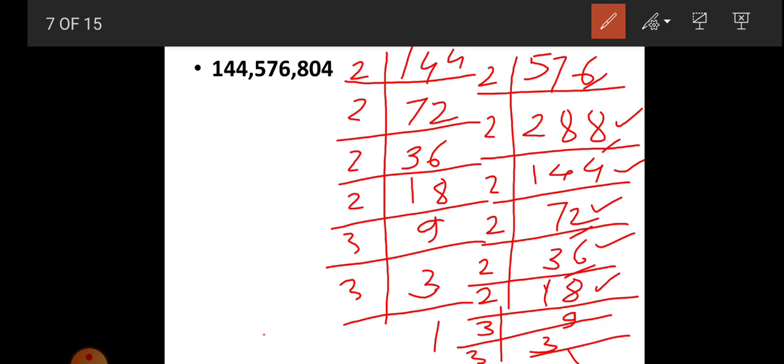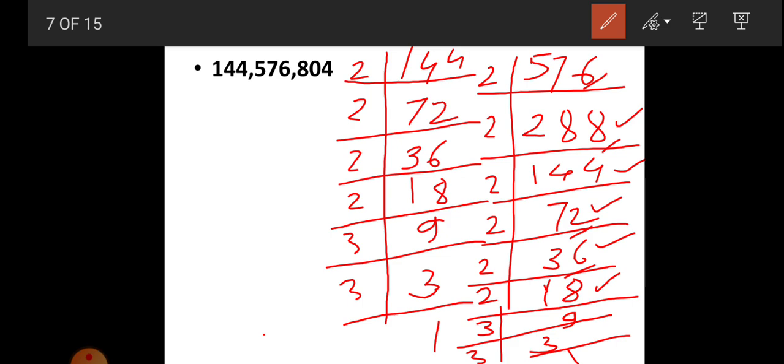And then again, 18: 2 nines are 18. Now 9 is an odd number, so the next prime number is 3, 3 threes are 9. So these are the factors of 576.